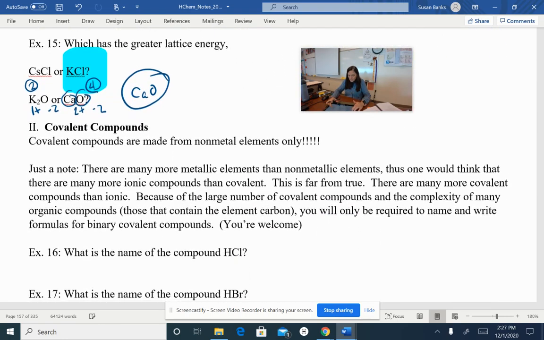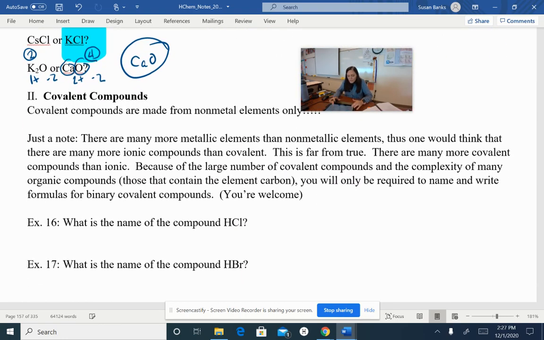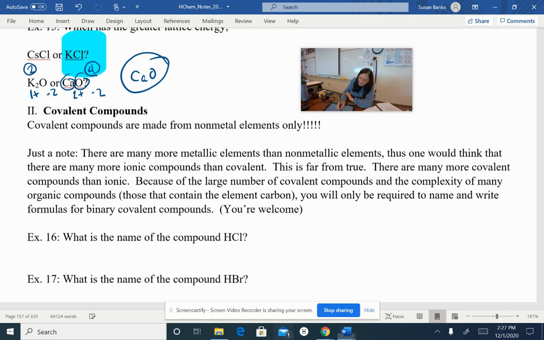Now, covalent compounds. Okay? Covalent compounds are made out of nonmetals only. So we have a nonmetal bound to a nonmetal. That's the only thing that will make covalent compounds. Remember, covalent, co is with valent. So we are sharing those valence electrons together.